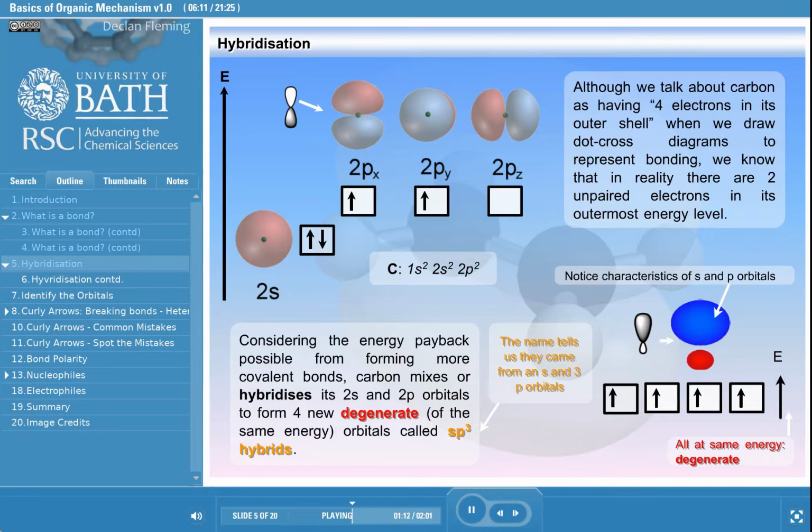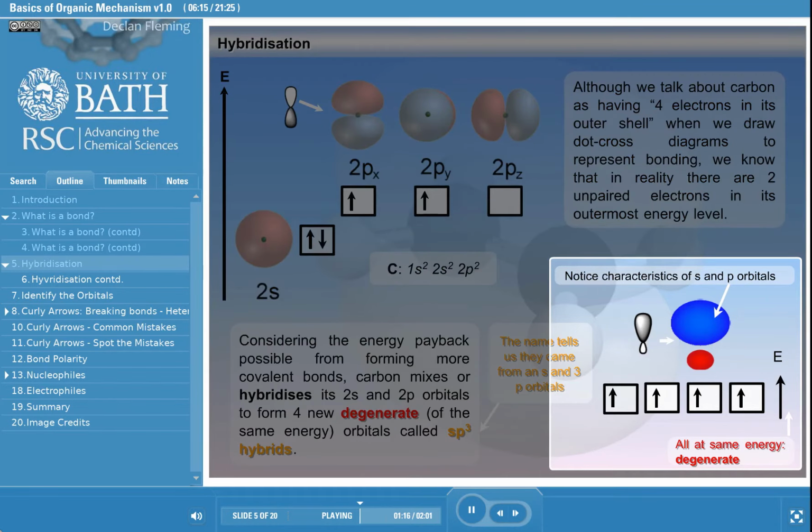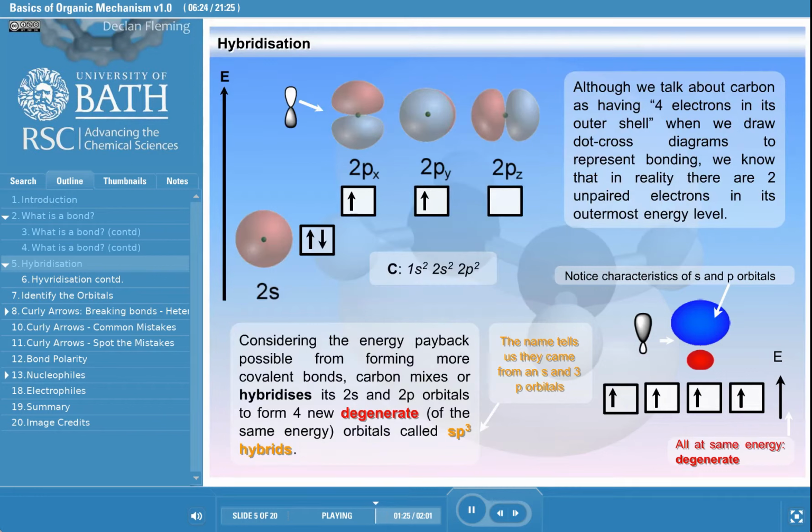Note how some of the characteristics of both orbitals are retained. There's a nodal plane just like in p orbitals, but one lobe has got larger, closer to being an s orbital. These 4 sp3 hybrids are degenerate, of the same energy, and so are all available to bond.